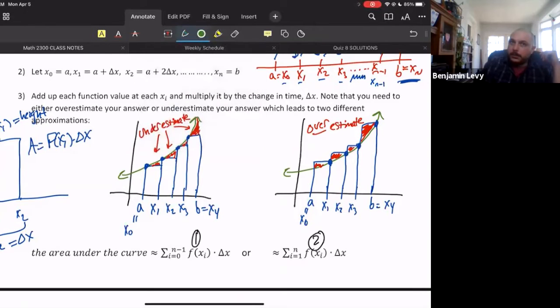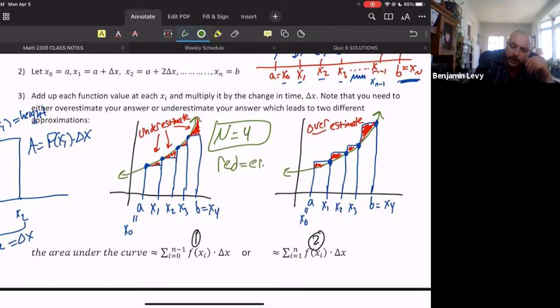Other things? So notice n is 4 in this case. I just want to clarify that. We could have more rectangles, we just have 4 in this case. And what I'm trying to point out as a reminder as well, red in this case is the error. You're either getting too much or too little, depending on whether you use left or right endpoints.